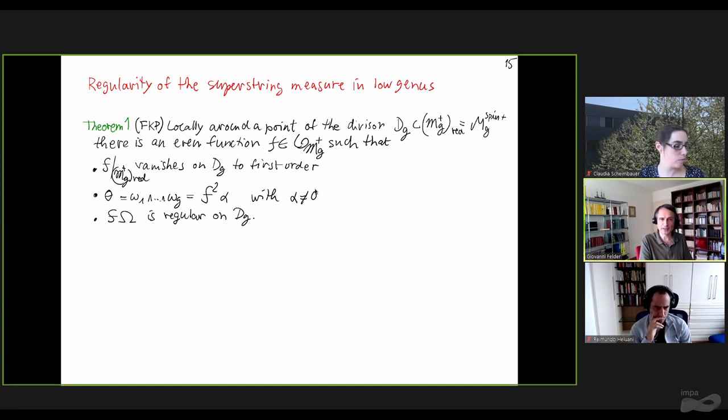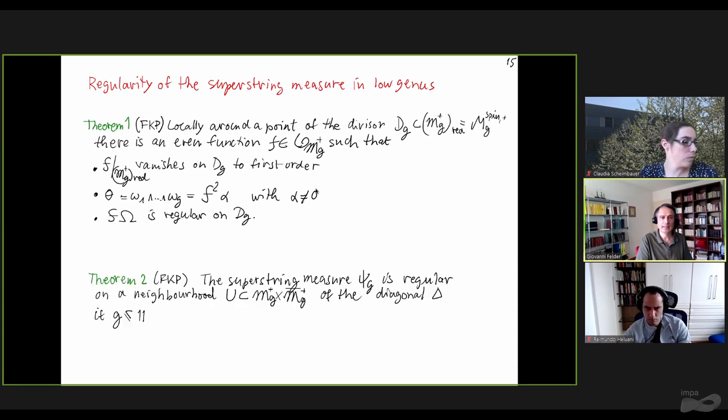So a consequence of this estimate is that the superstring measure is actually well defined in low genus, and this was observed by Witten in his papers on holomorphic string theory in low genus. But we can say up to which genus this works. The superstring measure is regular in a neighborhood of this divisor if the genus is at most 11. And we don't know what happens in genus 12. Okay, so in the remaining minute or so, I will explain where this g equal to 11 comes from.